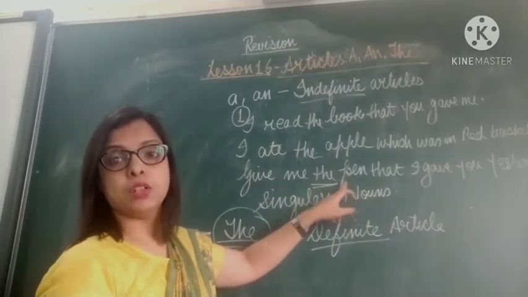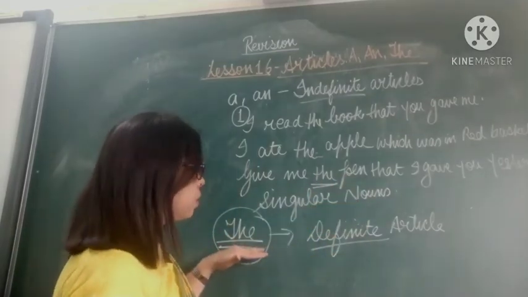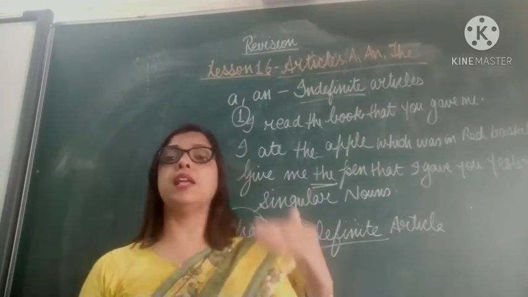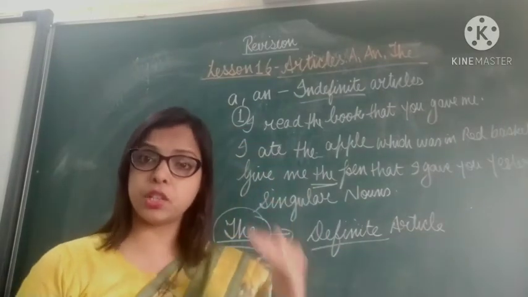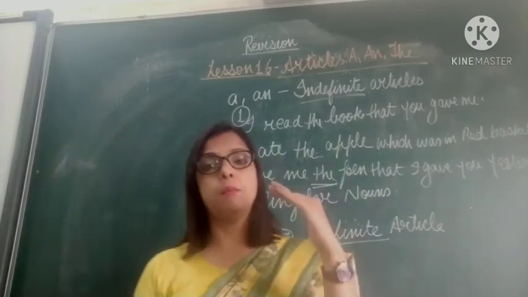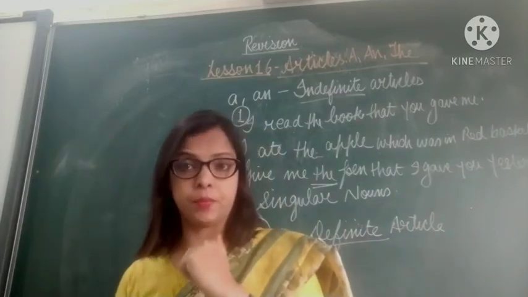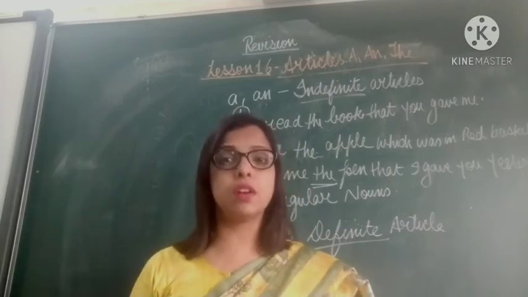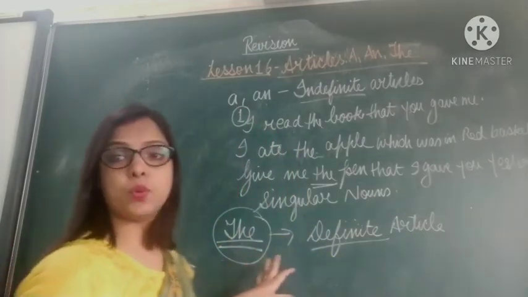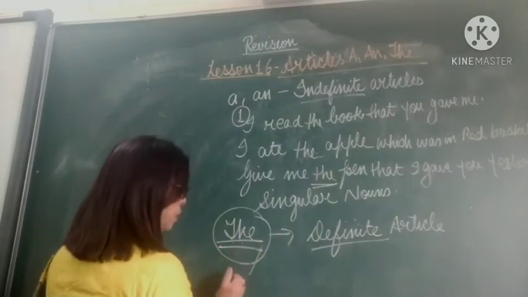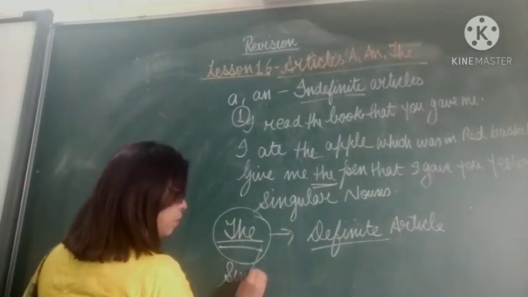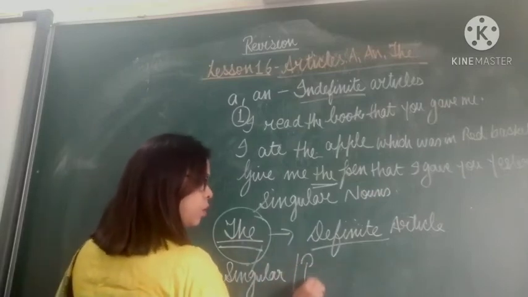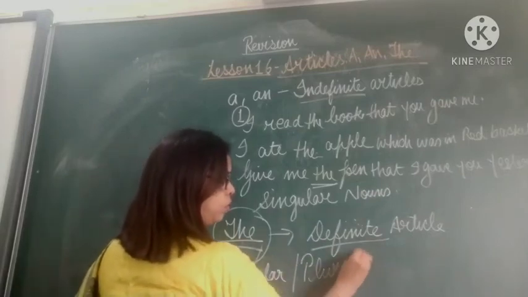So "the pen." So children, now you have understood that "the" is a definite article and we use "the" when we talk about any particular, any special, any definite person, place or thing. We have seen that "a" and "an" are always used with singular nouns, but it is not the case with "the." "The" can be used with a singular noun, and it can be used with a plural noun also.